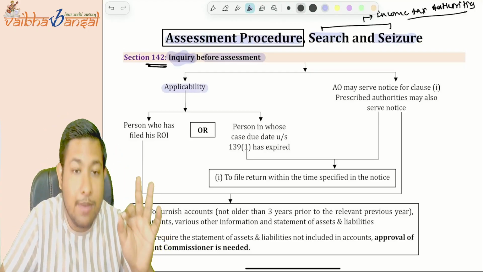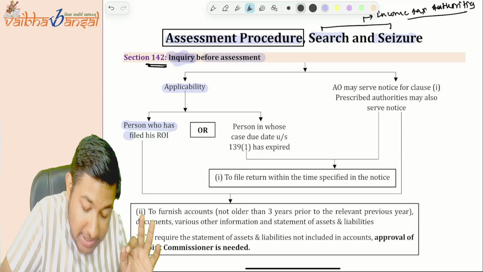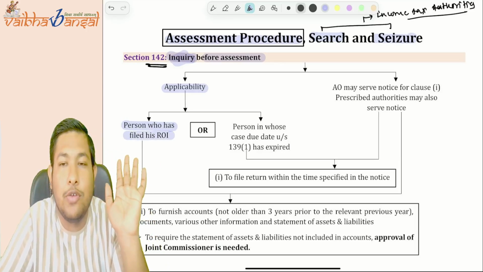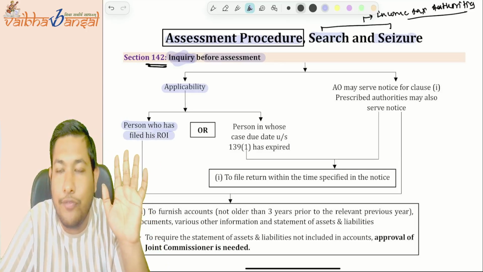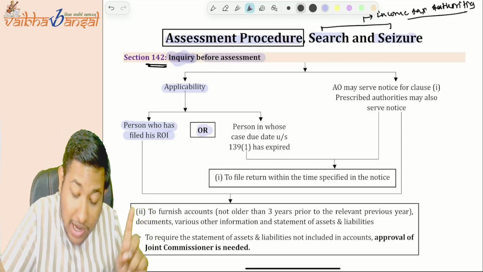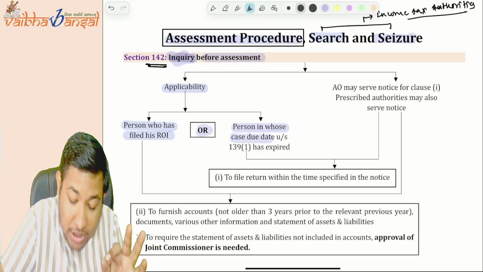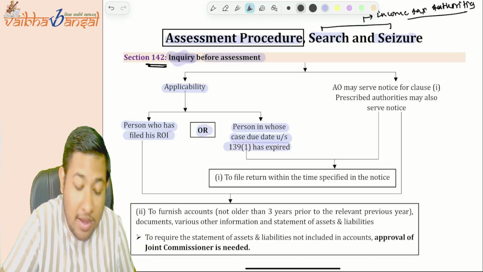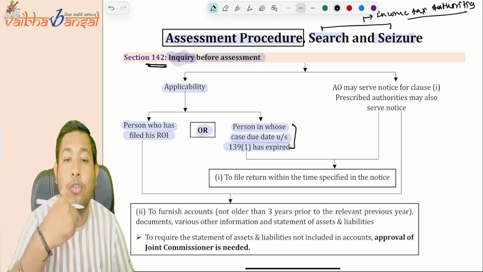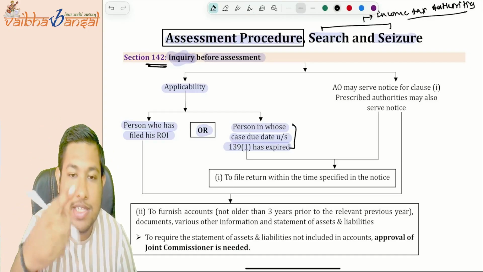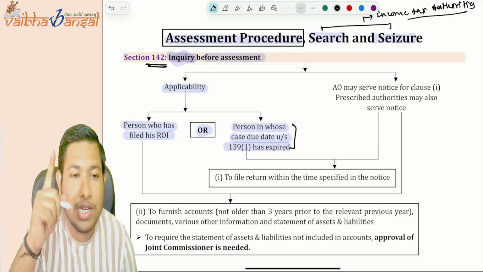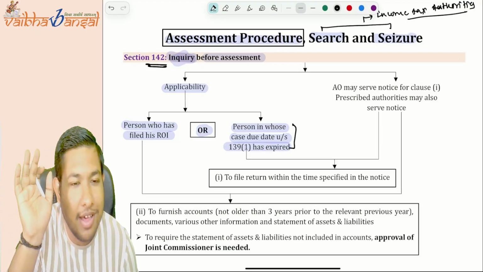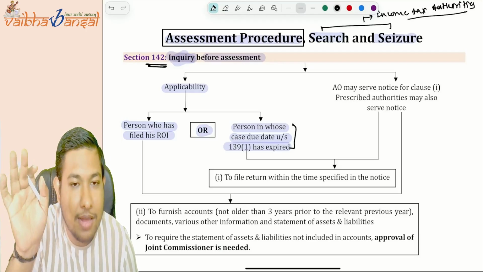Now, when is it applicable? Whether the person has already filed the return of income, ROI, return of income. Okay. Now, what person in whose case the due date under section 139 has expired, meaning the normal case of return filing expiry is done. Can the belated return be filed? Yes. Can the revised return be filed? Yes.